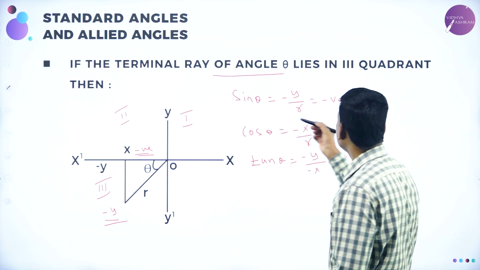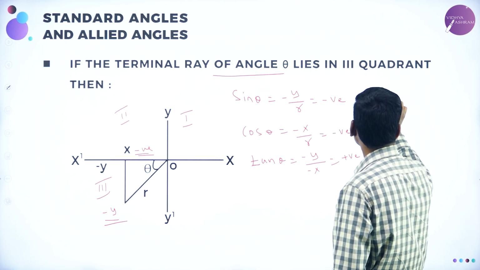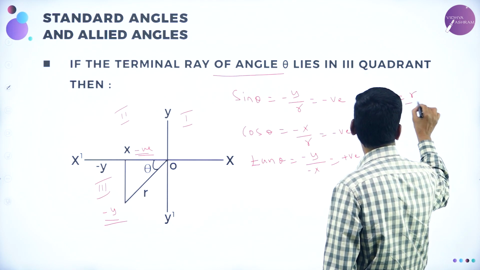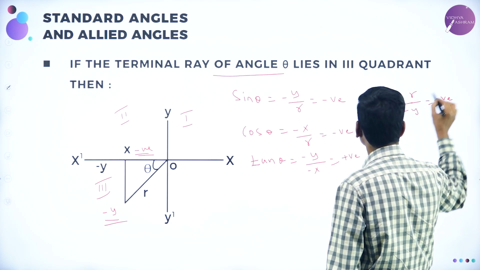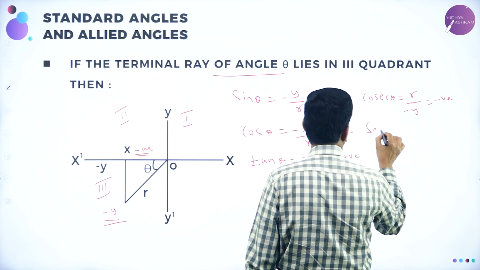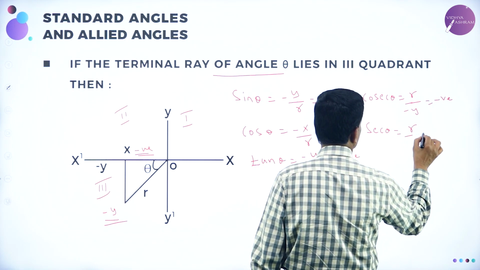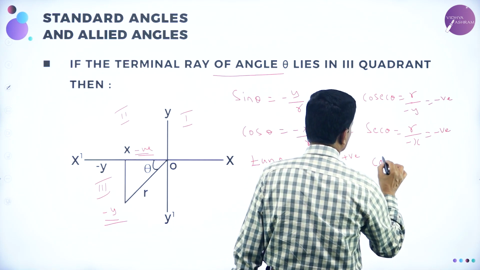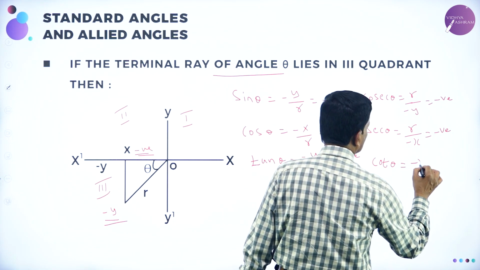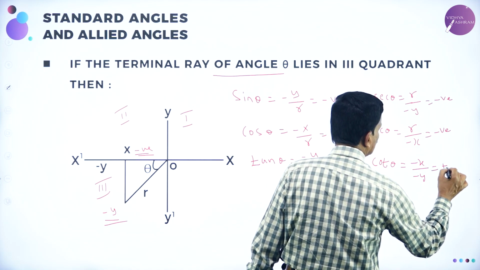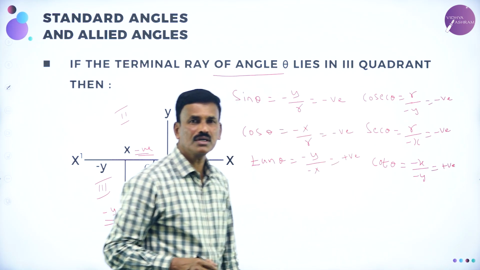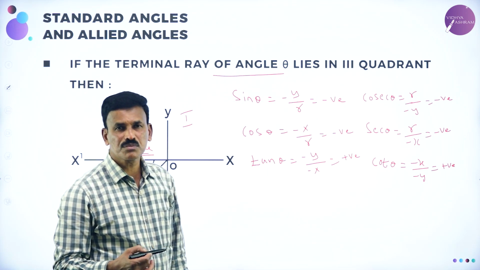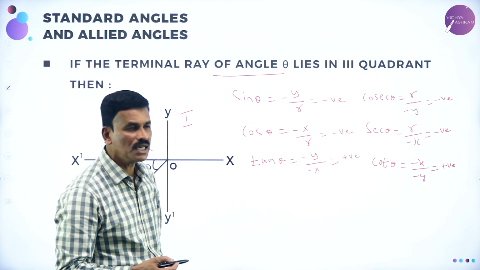Now, if you reciprocate this, what is cosecant theta? Cosecant theta is equal to r by minus y, that is again a negative quantity. And what is secant theta? Secant theta is equal to r by minus x, that is again a negative quantity. Whereas cot theta is equal to minus x by minus y, negative by negative it is a positive quantity. Now, if you observe carefully, tan theta and cot theta are positive, remaining are all negative in the third quadrant.